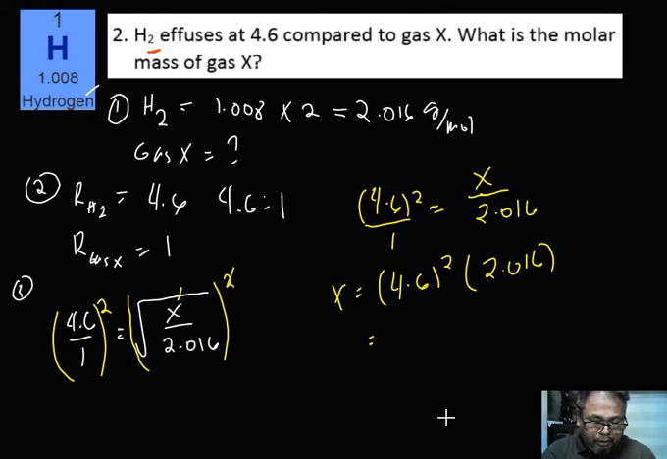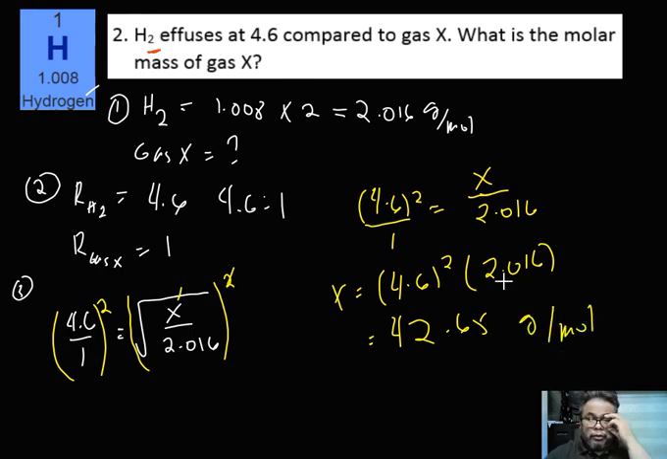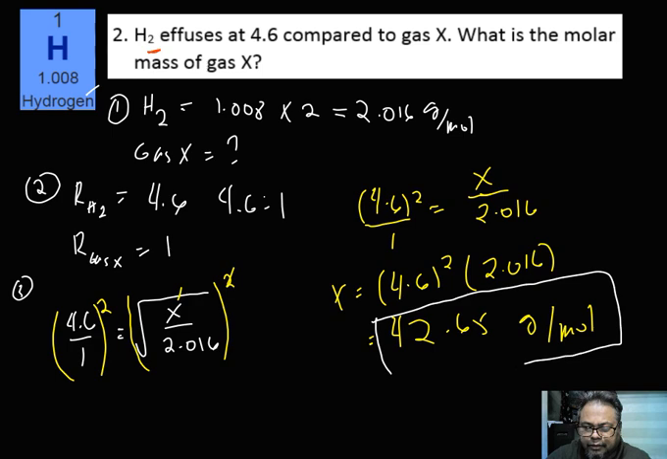So that's 4.6 squared, times 2.016. And that gives us 42.65 grams per mole. So this is the molar mass of our gas X. Let me highlight it. Okay, so this is the molar mass.